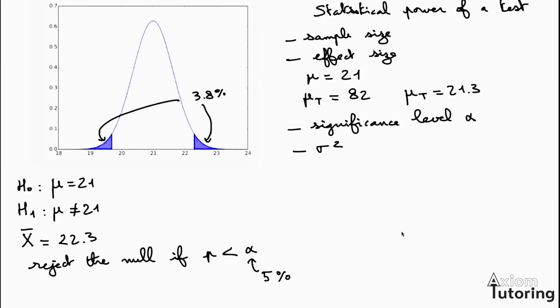So that was an overview of the two types of errors that you can make when conducting a statistical test. The type 1 error, where you reject the null hypothesis, even though the null hypothesis is correct, and the type 2 error, where you fail to reject the null hypothesis, even though the null hypothesis is false.